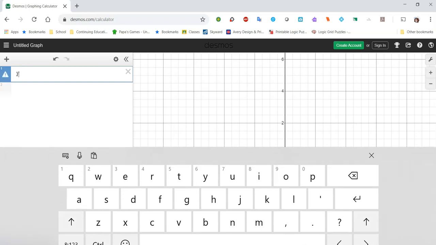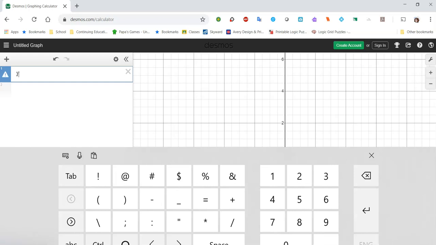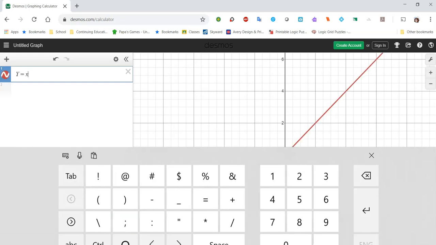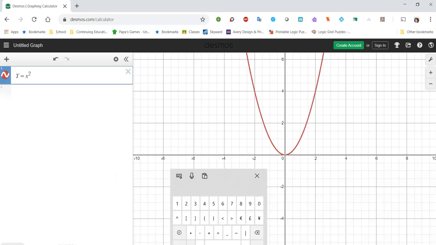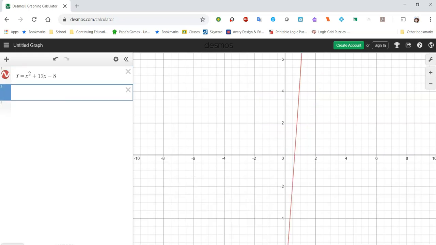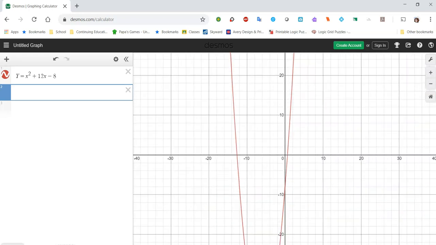You're going to put y equals x, and then the way we get squared is x caret, which is this little button right here. That is going to be our exponent, and then we're going to arrow out of that. And it was plus 12x minus 8. You can't see the whole equation right now, so we're going to zoom out. We'll just hit the minus.